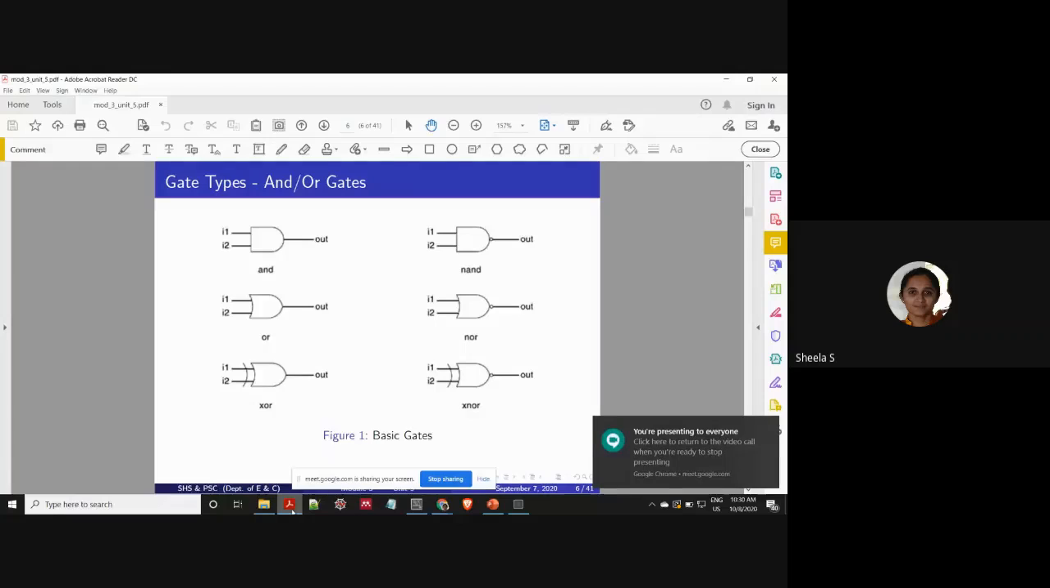When we consider the basic gates, at least two inputs are required, isn't it? So here the symbol is given for only two inputs. If there are n number of inputs, the input lines will increase, but the output will remain only one. So this is the symbol of AND, OR, XOR, XNOR, NOR and NAND gates.